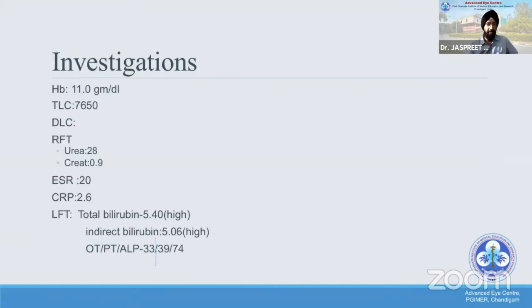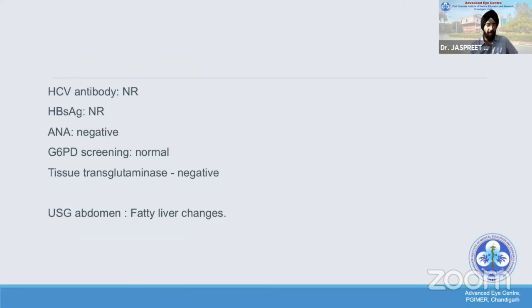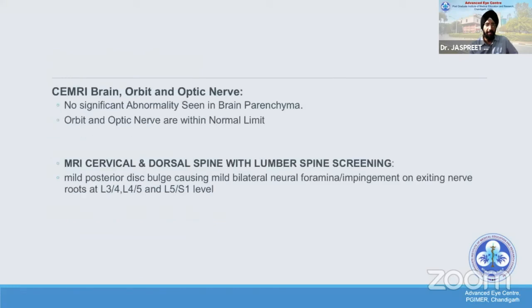We got his basic blood investigations done. His ESR and CRP are within normal range. ANA is negative. All other things are fine. Then the important thing is the brain imaging. When we got a CE MRI of the brain, there was no significant abnormality. The orbit and optic nerves are within normal limits. Cervical and dorsal spine, again, no significant abnormality. So there's no pathology in the spine as well.